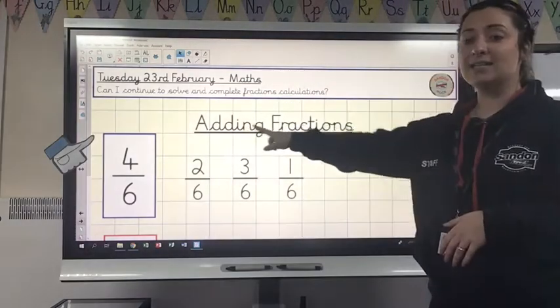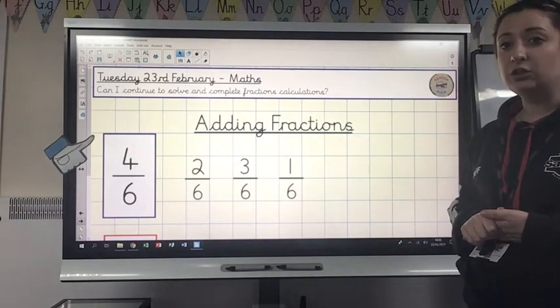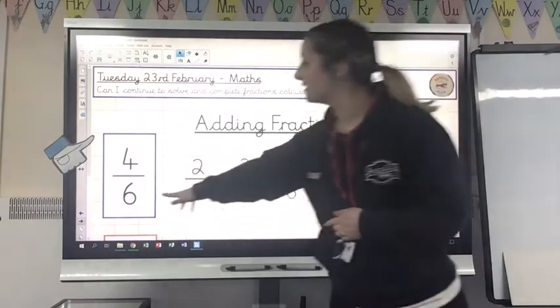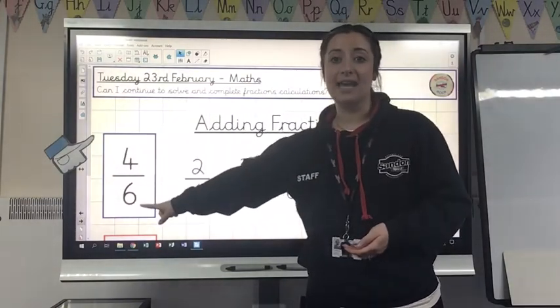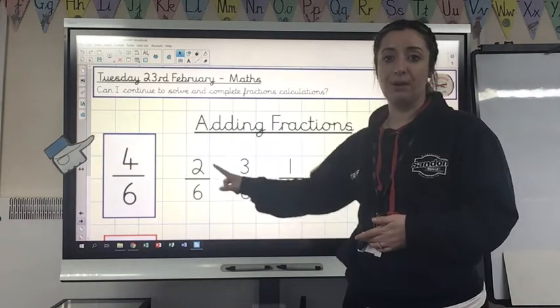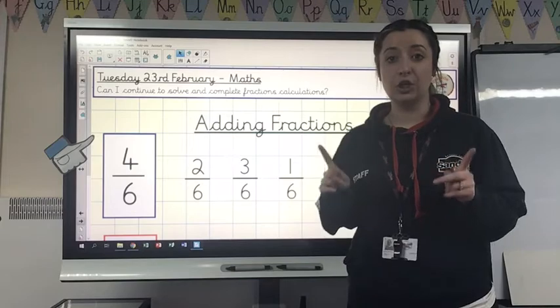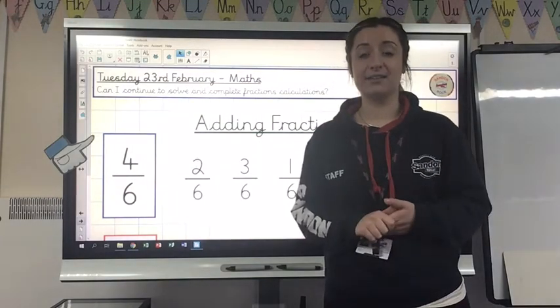We've got adding fractions. Now this is going to be very similar to what you can see in your booklet. You're going to have a fraction that's in a large box. Now my example is 4/6, okay? And then I've got 3 options to choose from. You need to choose 2 of those fractions that add together to make 4/6.